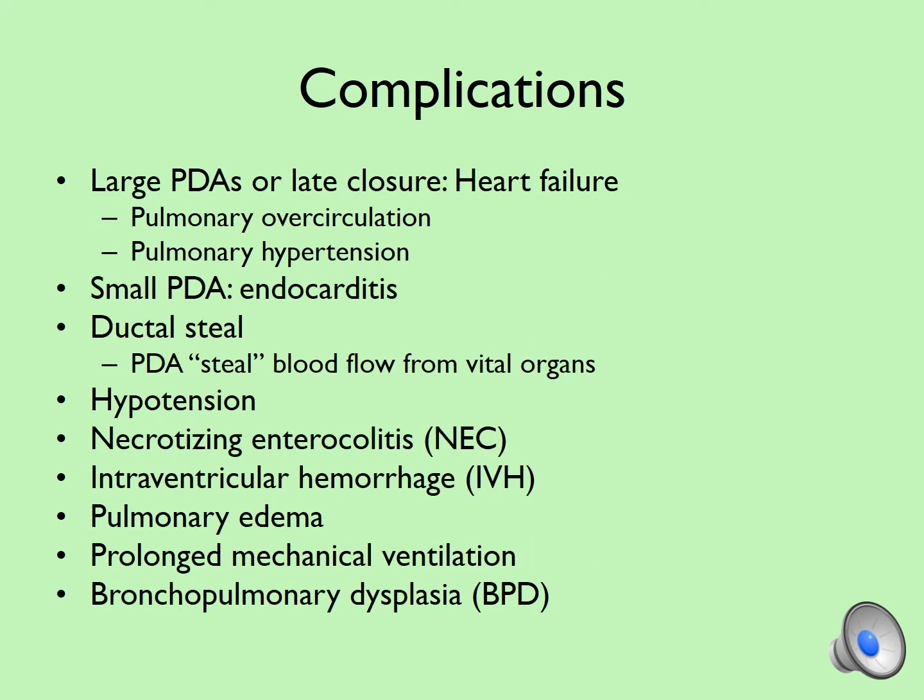Some complications of PDA: large PDAs, or if it closes really late, can lead to heart failure. And the reasons that this can happen are pulmonary overcirculation or pulmonary hypertension. If the PDA is small, it may cause a risk for endocarditis, but it's usually benign. Ductal steal is where the ductus will steal blood flow from the vital organs. And this may present as poor renal perfusion, which can be shown as an elevated serum creatinine and acute kidney injury. We can also see increased pulmonary blood flow.